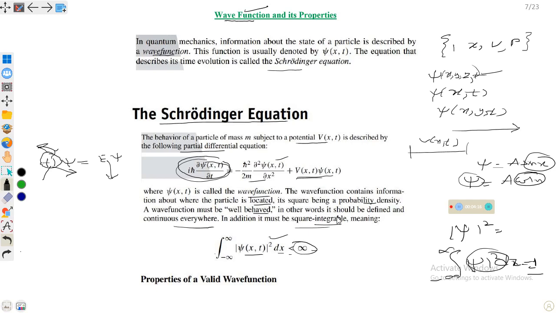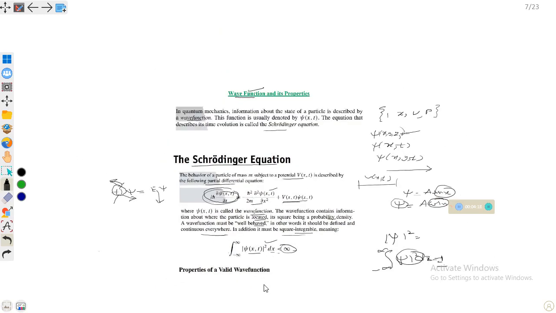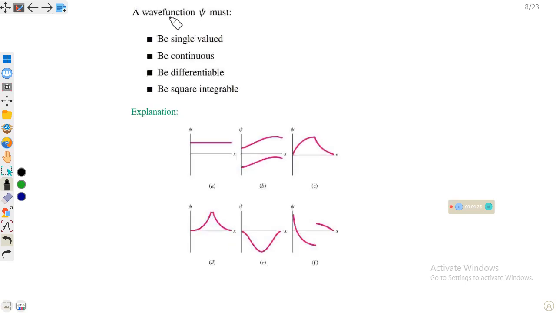Now, properties of a valid wave function. What are the properties associated with a valid wave function? Let's see. A wave function psi must be single valued, the second is it should be continuous, then it is differentiable, and the third is it is square integrable.